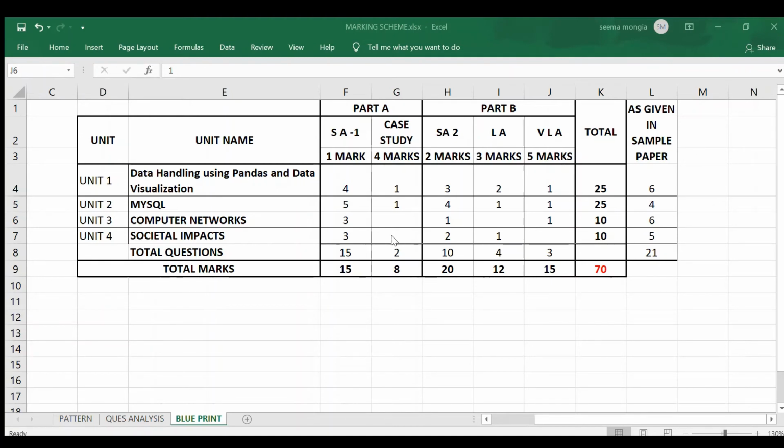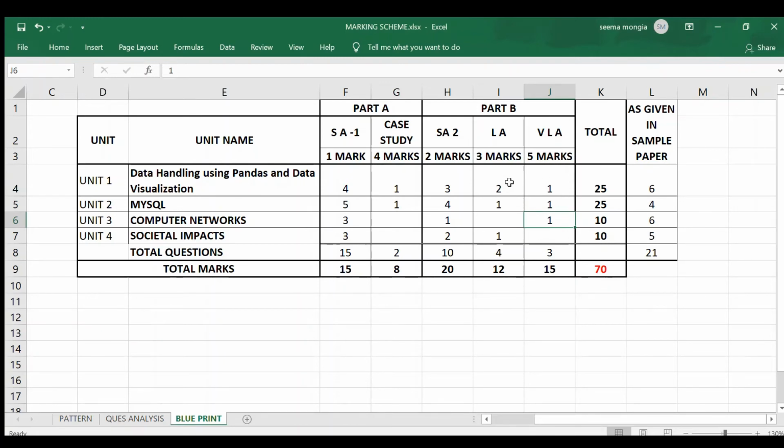If the concepts are clear to you, this question is actually a scoring question. It's very easy to score marks in this portion if the topic of computer networks is completely clear and understandable to you. So now these 5 marker questions are covered over here.